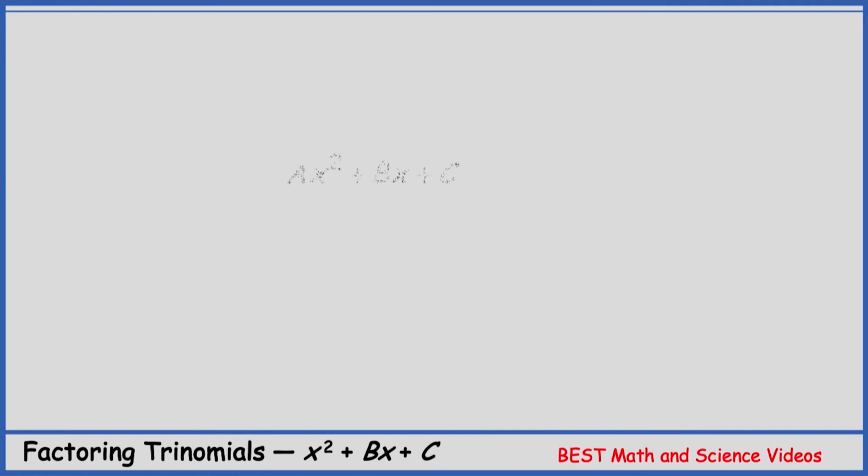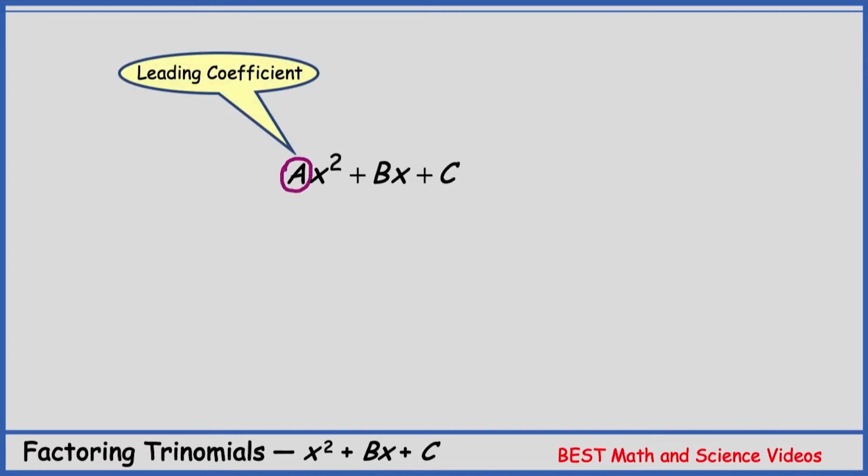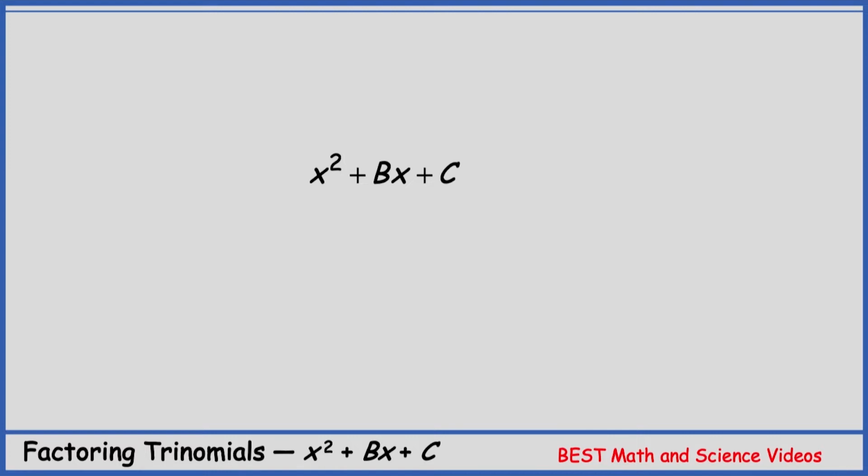A trinomial is an expression of the form ax squared plus bx plus c. This video is about how to factor trinomials in which the leading coefficient a equals 1, so the expression has the form x squared plus bx plus c.